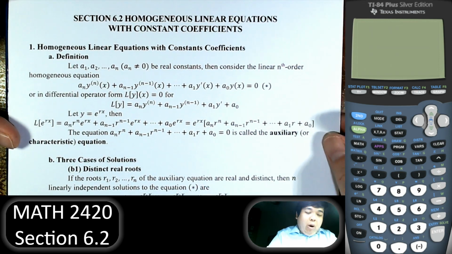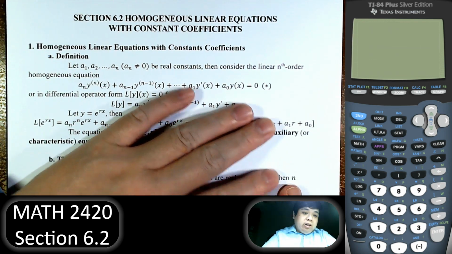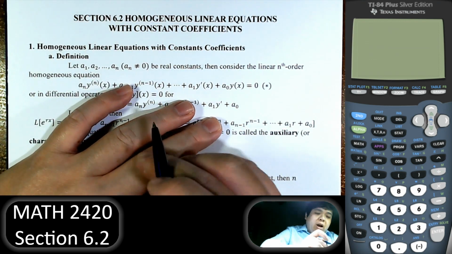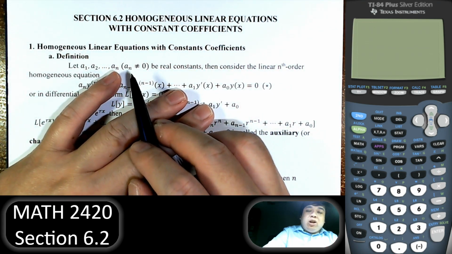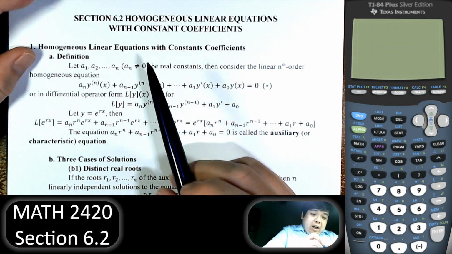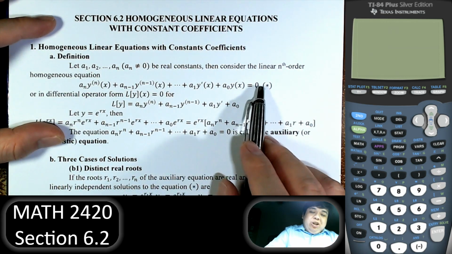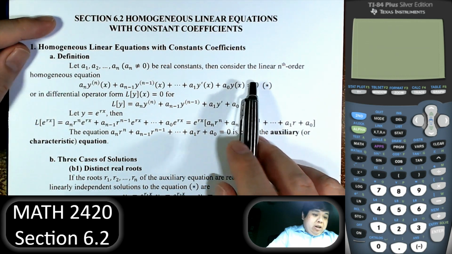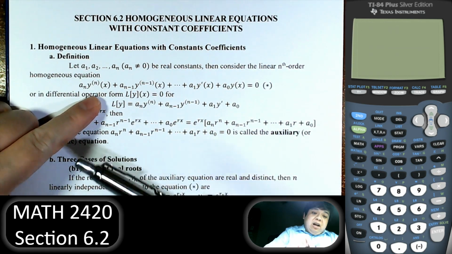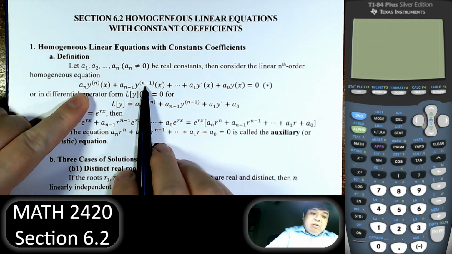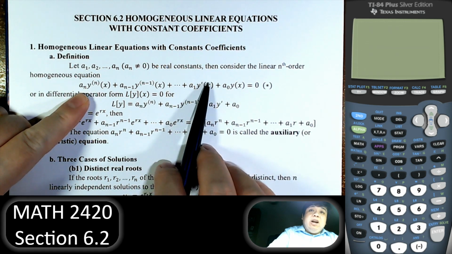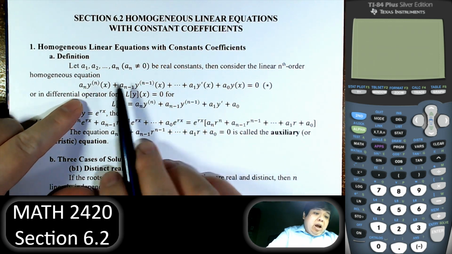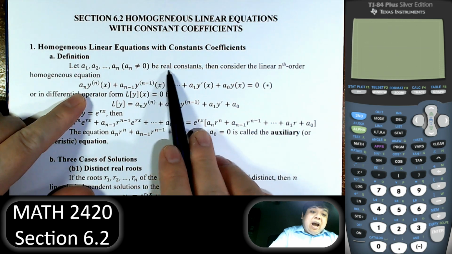Hi everybody, welcome to another video in differential equations, section 6.2, homogeneous linear equations with constant coefficients. So we're going to have the homogeneous equation, that means equal to 0. And this is a linear equation because all the derivatives and the function are just raised to the first power. All the coefficients in this case are constant.